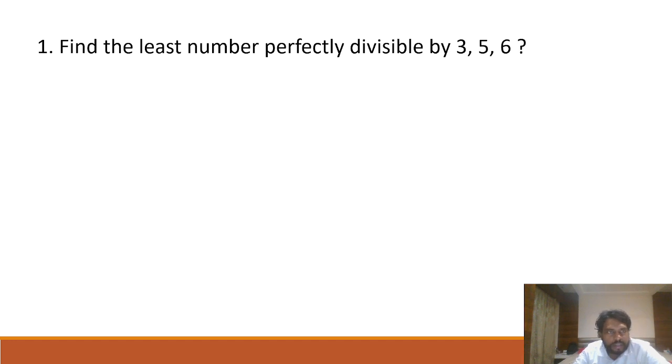So this is the first question, guys. Find the least number perfectly divisible by 3, 5 and 6. So he's telling there is a number n. Let's say there is a number. When you divide this with 3, perfectly divisible means you are going to get remainder 0. So when you divide a number with 3 and you are getting a remainder 0, can I say that the number is a multiple of 3? Correct. So he said the same number is divisible by 5 and 6 also.